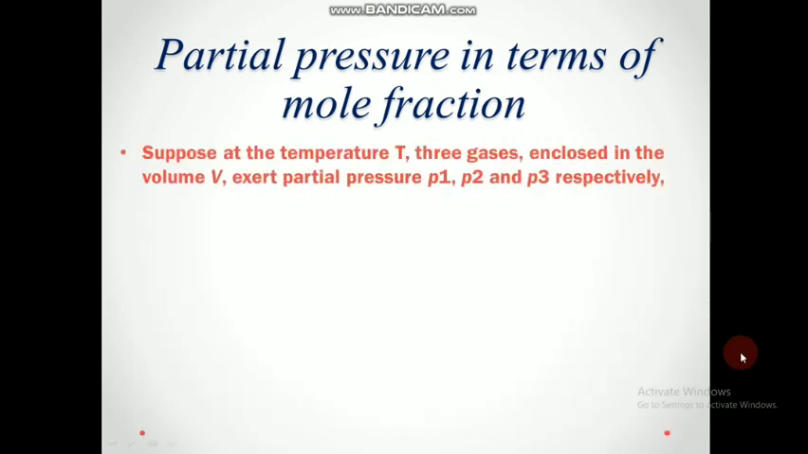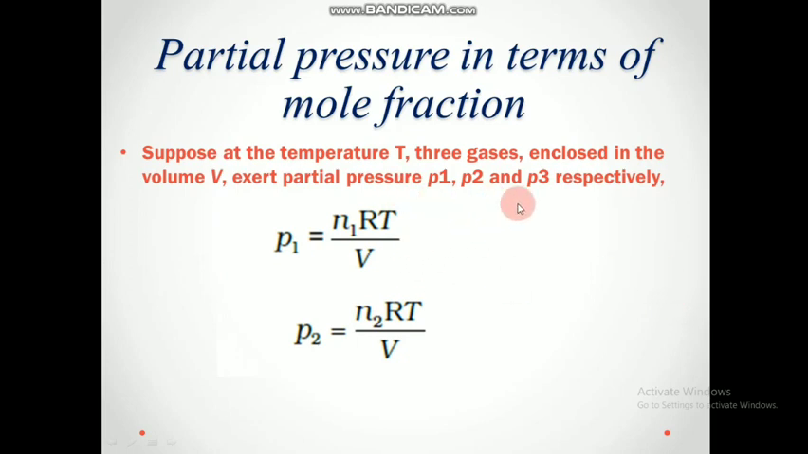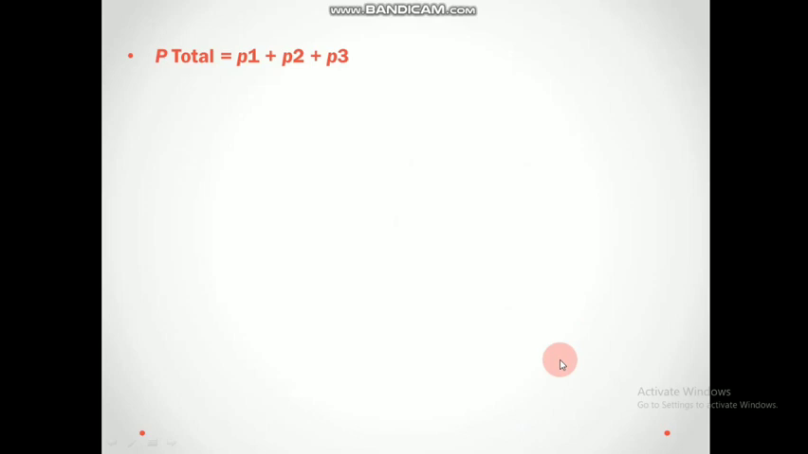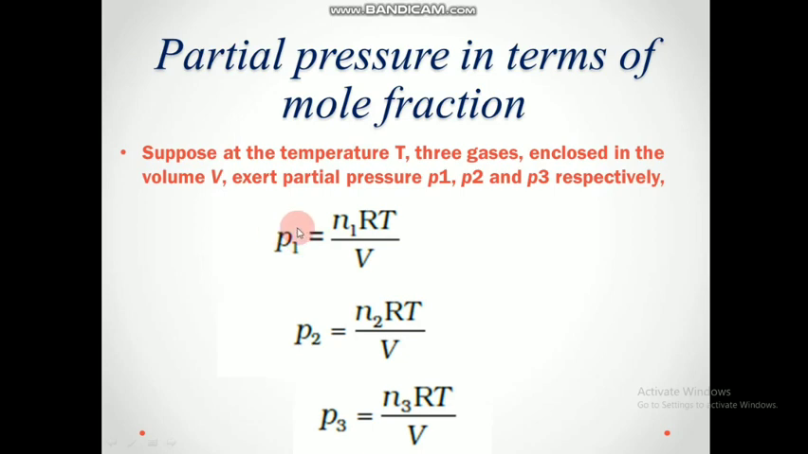So suppose at temperature T, three gases enclosed in volume V exert partial pressures P1, P2 and P3. So we are talking about partial pressure where T and V are constant. In this case, when we substitute into the ideal gas equation and rearrange, we get P1 is equal to N1 RT by V, P2 is equal to N2 RT by V, and P3 is equal to N3 RT by V. And we are combining these equations. So when P total becomes P1 plus P2 plus P3, we have what P1, P2 and P3 are.